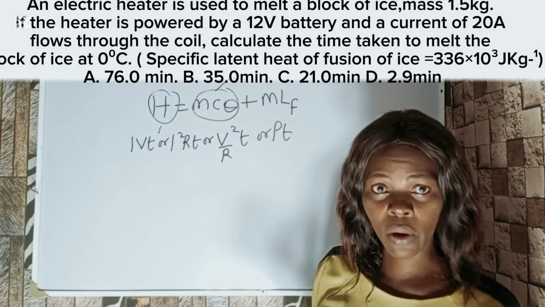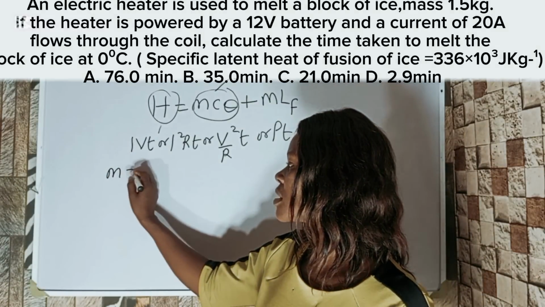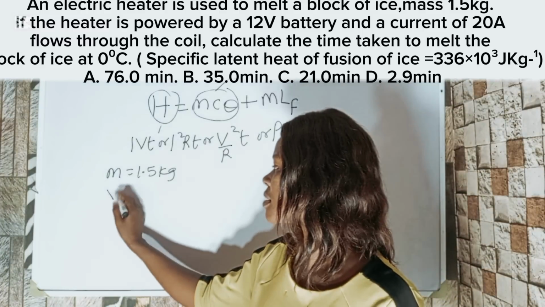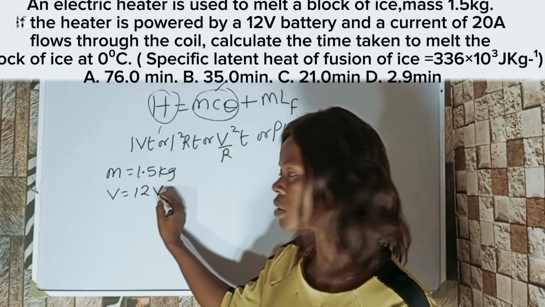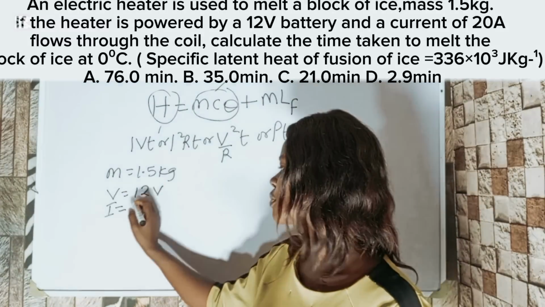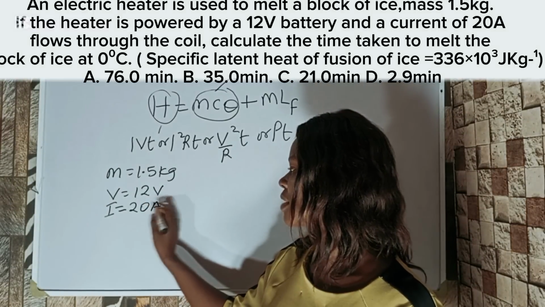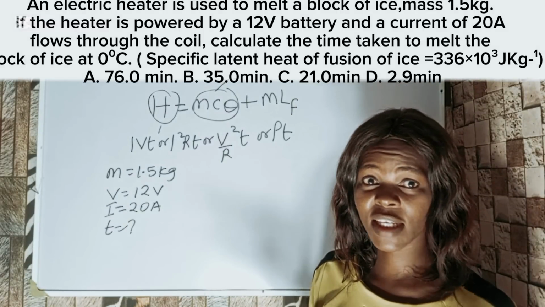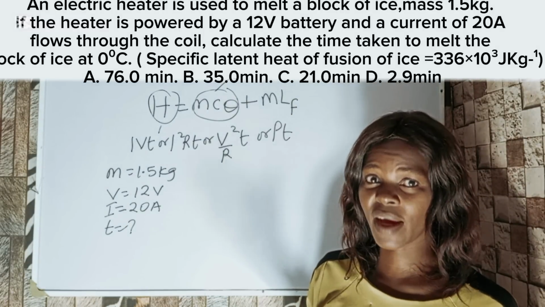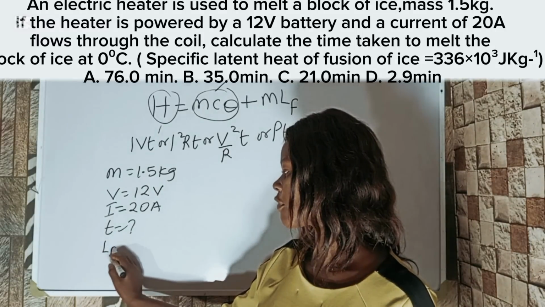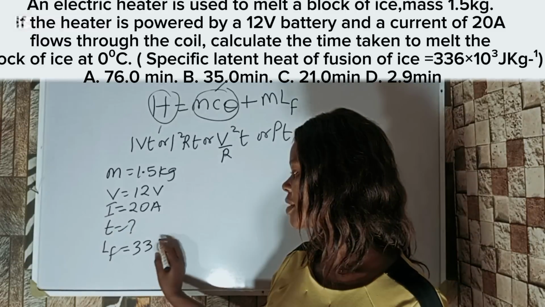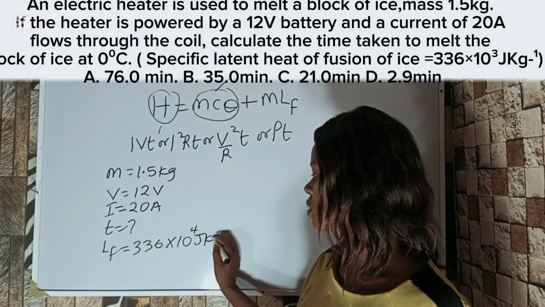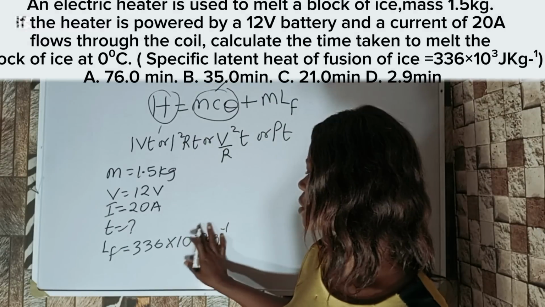Now looking at the parameters we have, let's see the particular equation that we go. We are given mass to be 1.5 kilograms. We have the potential difference to be 12 volts. We have the current I to be 20 amperes. Now we are looking for the time. Alright, but we have the specific latent heat of fusion of ice, LF, to be 336 times 10 to the power of 3 joules per kilogram.